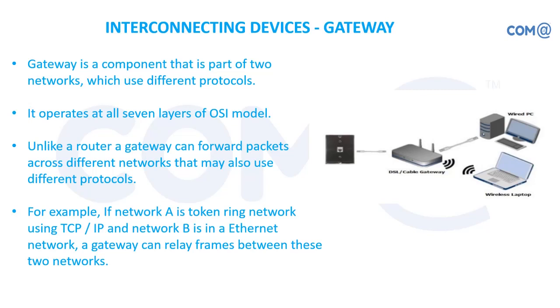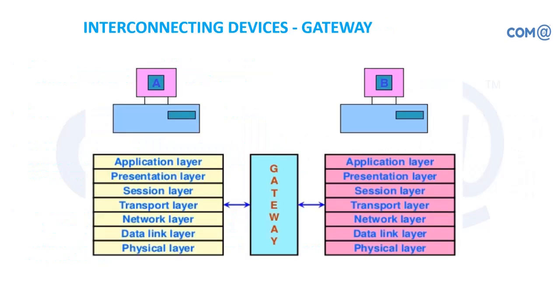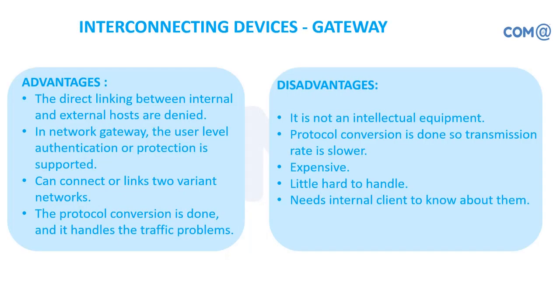So it is also forwarding the packet to different networks and trying to find out whether the system is available in that network or not, and only then is it communicating to the devices. So interconnecting devices, how is it connected? Advantages: the direct linking between internal and external hosts is denied. In a network gateway, user level authentication or protection is supported and it can connect our links to variant networks. So it can connect to different networks, so that is not a problem, right?